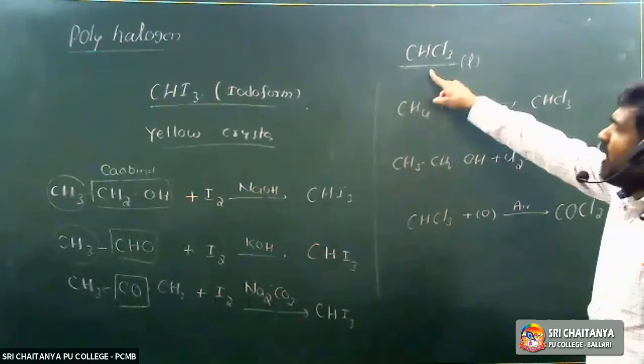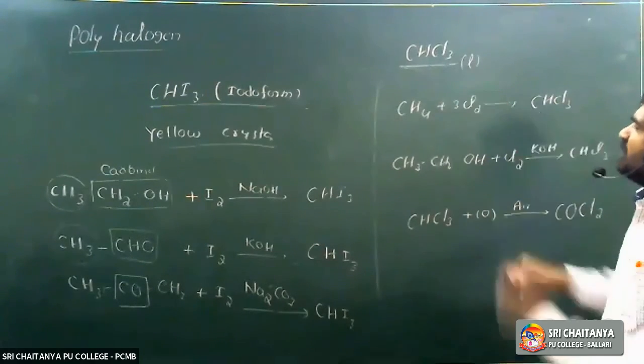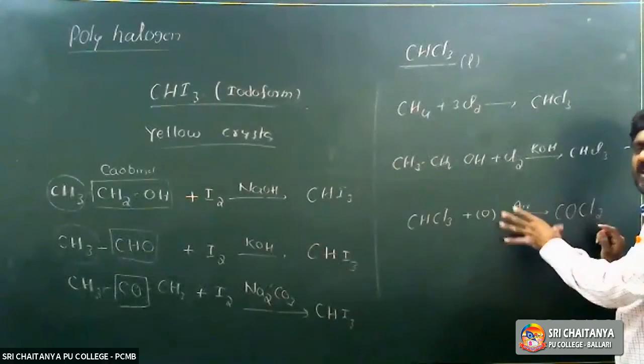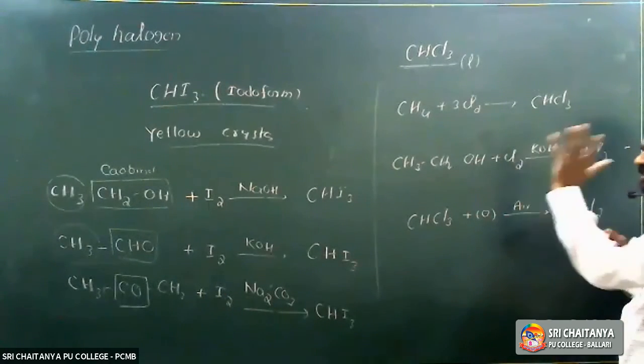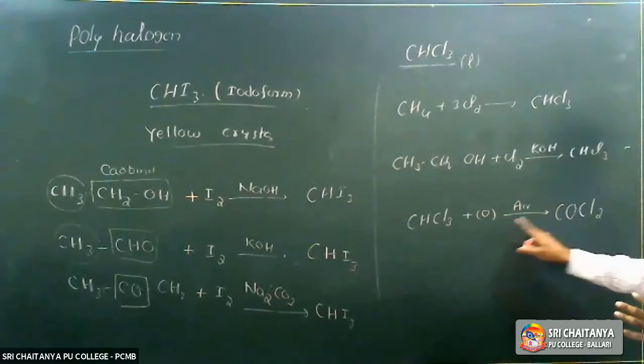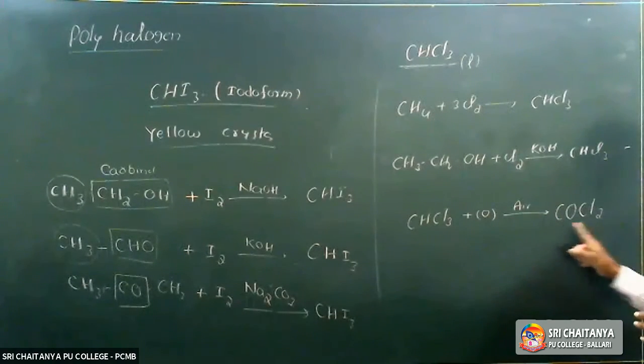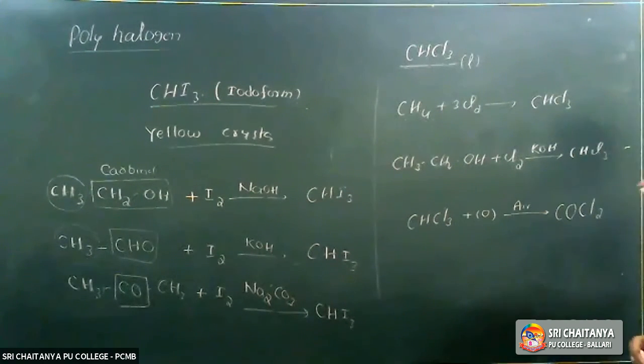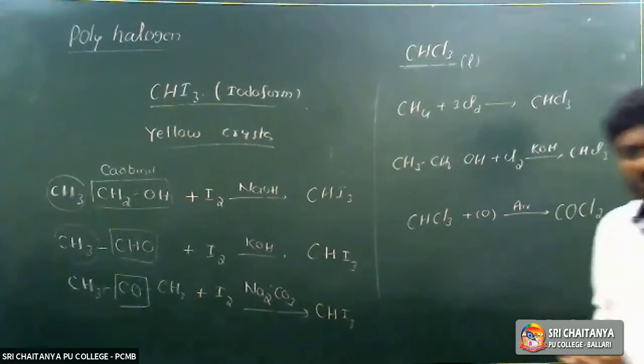Chloroform was used in olden days as an anesthetic, but it causes liver cancer, so nowadays it is not used as an anesthetic. Next, when chloroform is exposed to air, it is converted to a poisonous gas called carbonyl chloride, COCl2, commonly called phosgene.